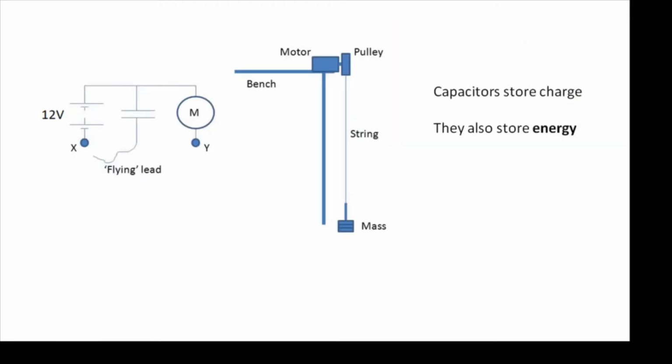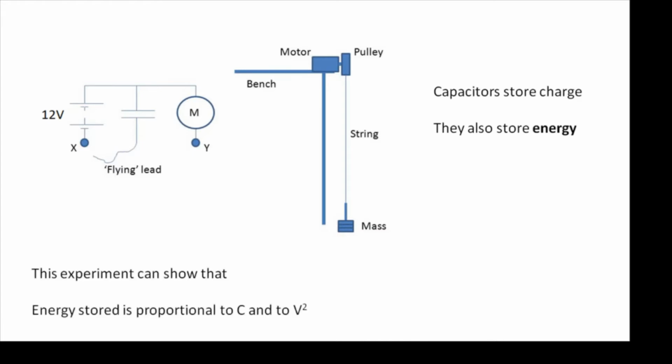Energy stored on a capacitor, this is a good way of investigating that. If you charge up a capacitor and then discharge it through a motor which is lifting a mass, and look at how high the mass is lifted, you can investigate the difference it makes when you change the capacitance and when you change the charging voltage. This experiment can show that the energy stored is proportional to the capacitance and it's proportional to V squared. Important, remember, it's proportional to V squared.